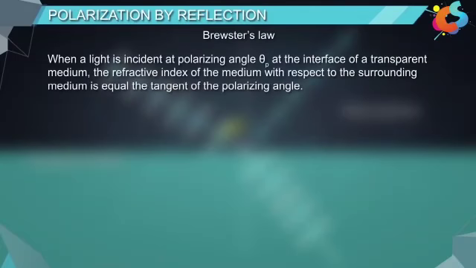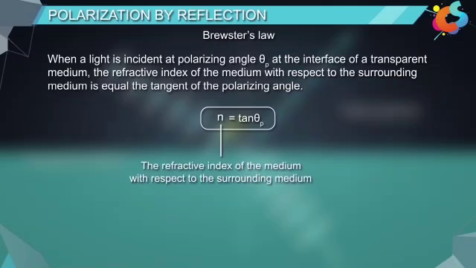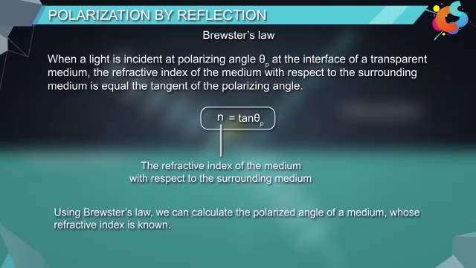Brewster's law states that when a light is incident at polarizing angle theta p at the interface of a transparent medium, the refractive index of the medium with respect to the surrounding medium is equal to the tangent of the polarizing angle. That is, n is equal to tan theta p, where n is the refractive index of the medium with respect to the surrounding medium. Using Brewster's law, we can calculate the polarizing angle of a medium whose refractive index is known.